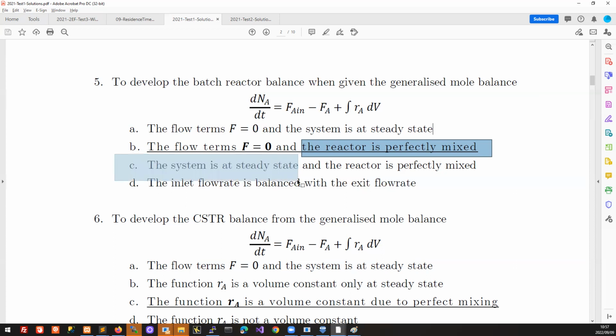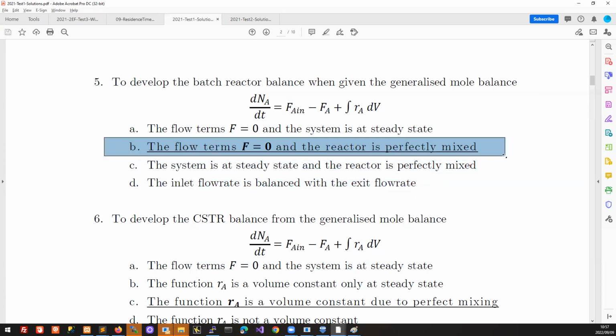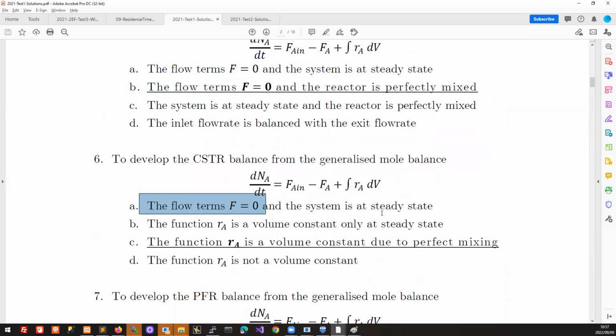Part C says it's at steady state. We know it's a batch reactor, not at steady state, so we can eliminate this one. And then the inlet flow is balanced with the exit. There's no flow in the batch reactor, so we can eliminate this. So the only one that can make some sense is this one. For the CSTR, flow terms are 0. We know it's not 0, and it can be at steady state. But this first part is not generally true.